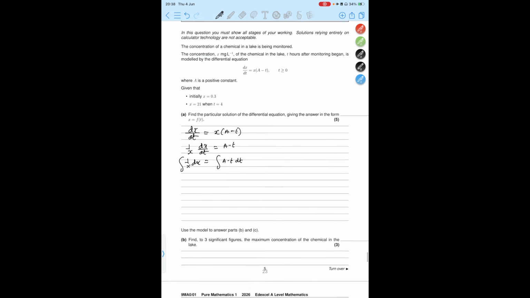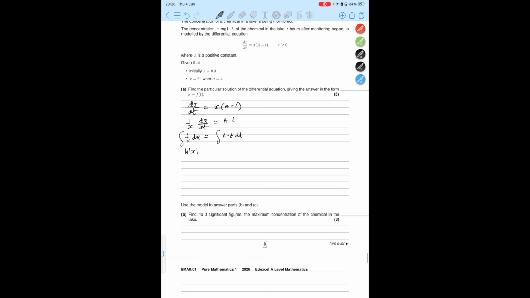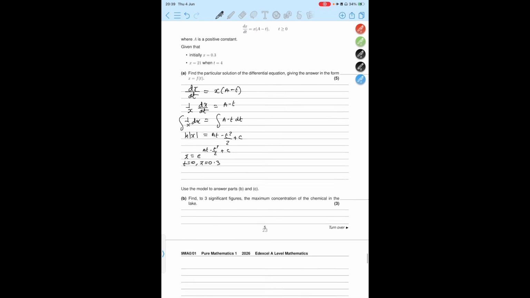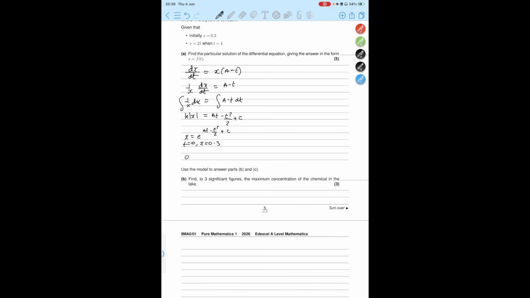If we do that, we're going to get ln of x equals at minus t squared over 2 plus c. Now what we can do is raise both sides to the power of e. So we get x equals e to the power of (at minus t squared over 2 plus c). Let's look at the first piece of information it gives us. Initially, t equals 0, x equals 0.3. So that means 0.3 equals e to the c, so c is equal to ln 0.3.